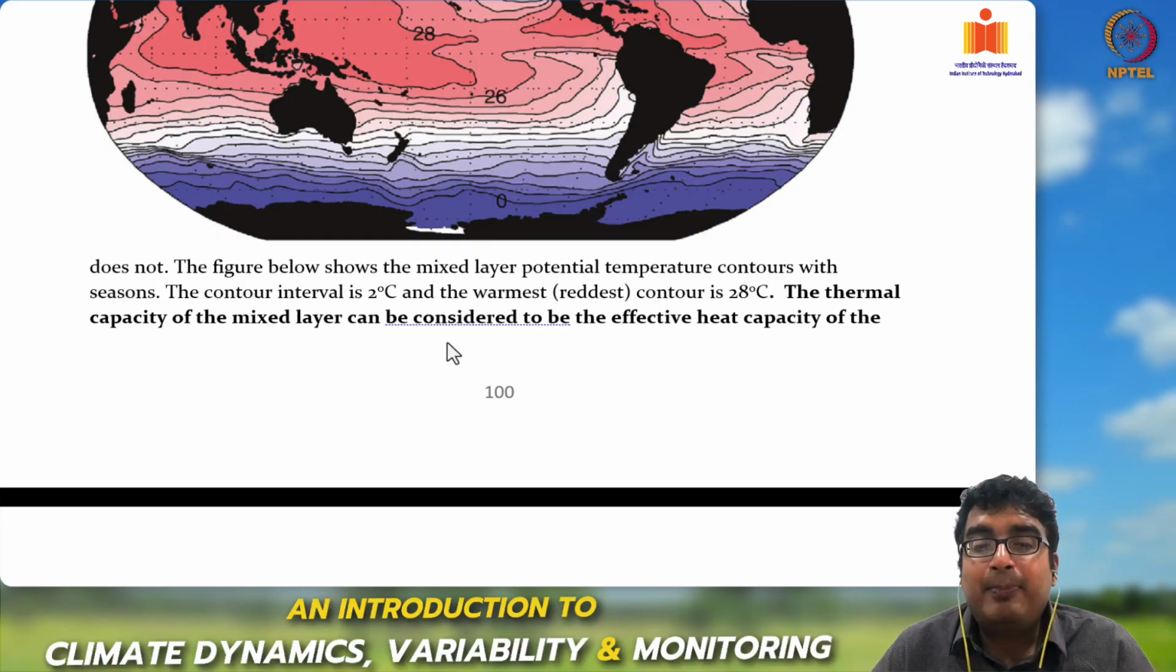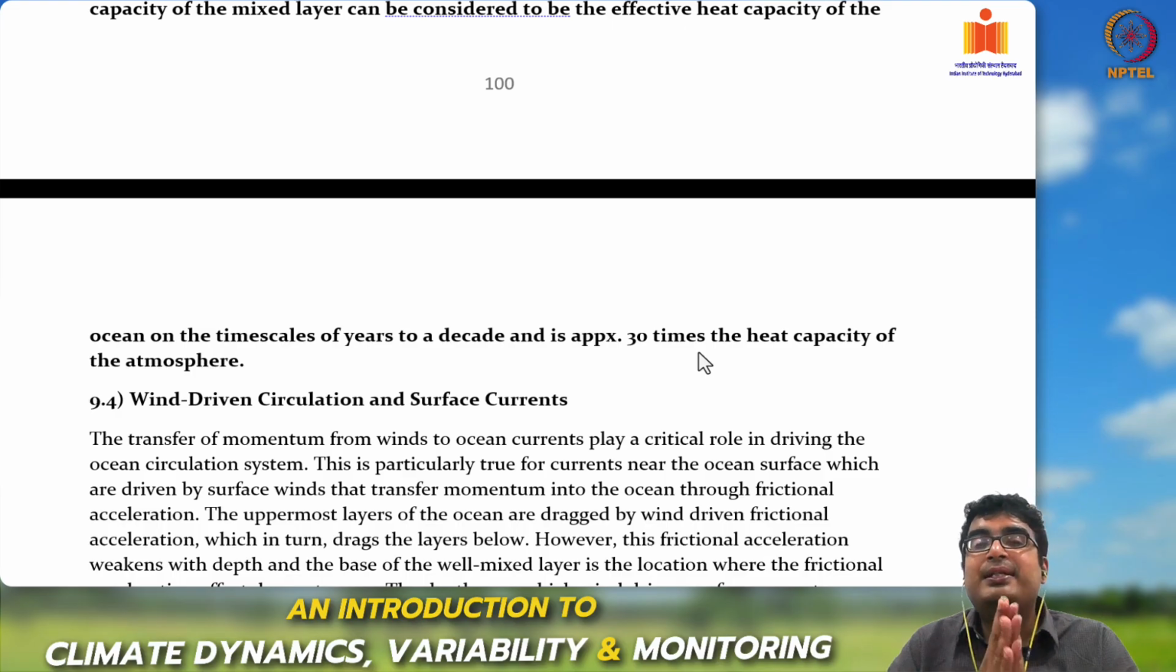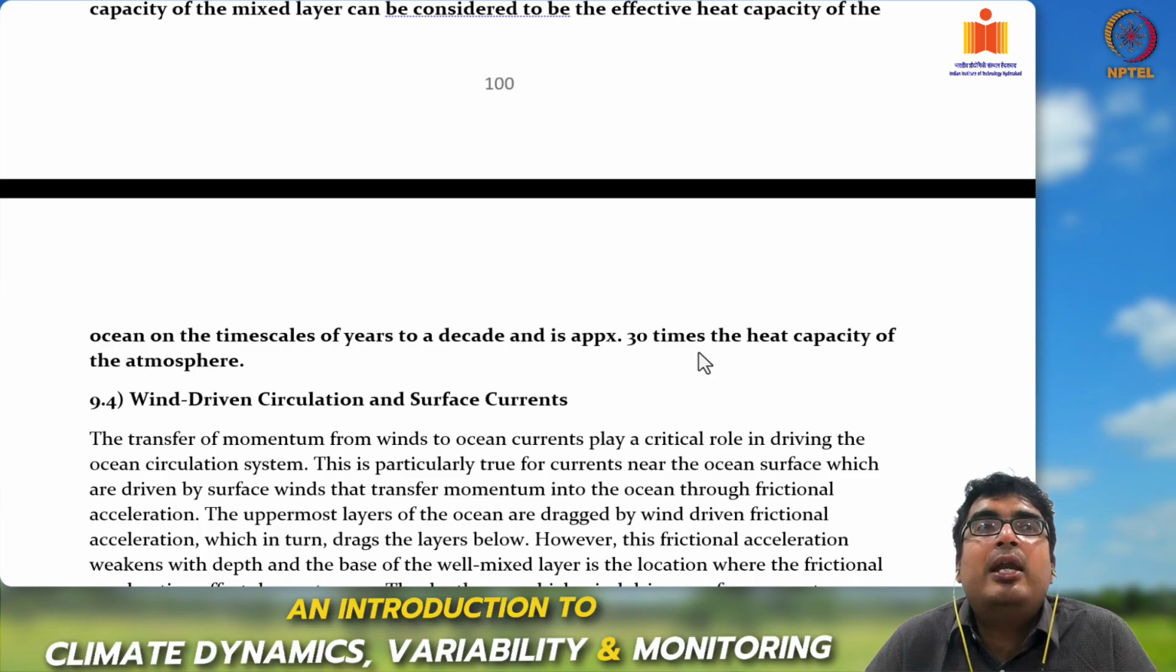The thermal capacity of the mixed layer can be considered to be the effective heat capacity of the ocean on the time scales of years to a decade and is approximately 30 times the heat capacity of the atmosphere. These are important considerations when we are looking at climate modeling on what part of the ocean is of relevance when it comes to the span over which we are determining the climatic variations.